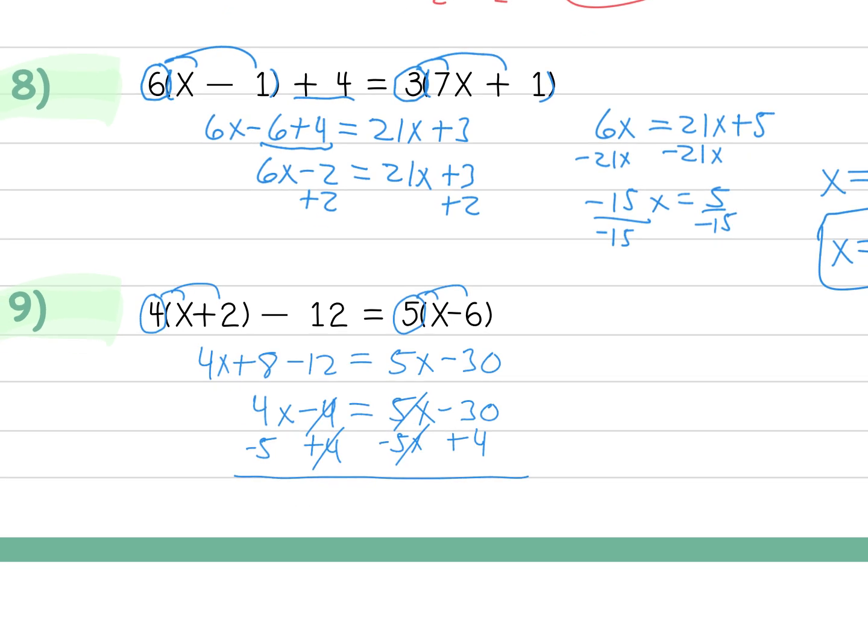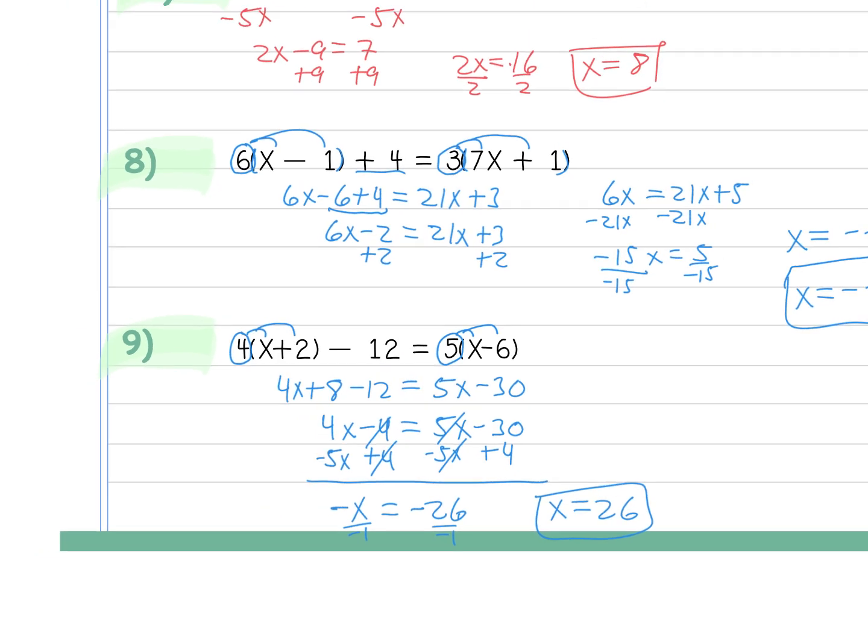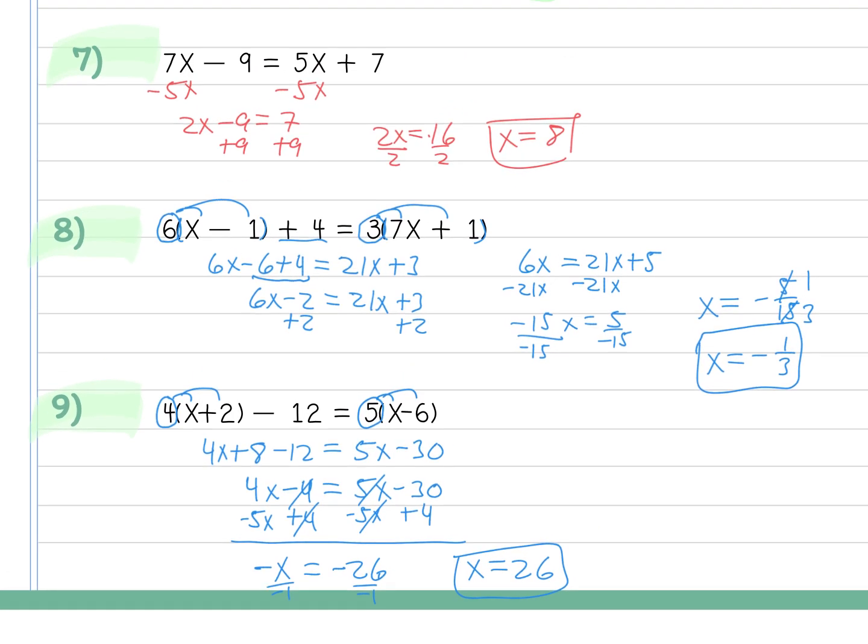So I get 5x minus 5x is going to get me a negative x, and negative 30 plus 4 is going to get me a negative 26. All right, and then from here, if there's a negative in front of the x, you can either multiply or divide by -1. All right, now if I divide, let's say I divide both sides by -1, I get x equals positive 26 as the final answer. All right, so we've done plenty so far that are kind of similar to one another.